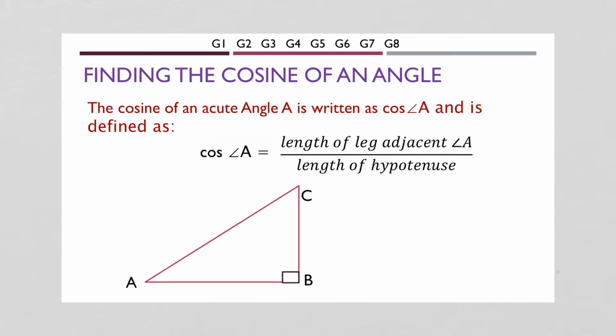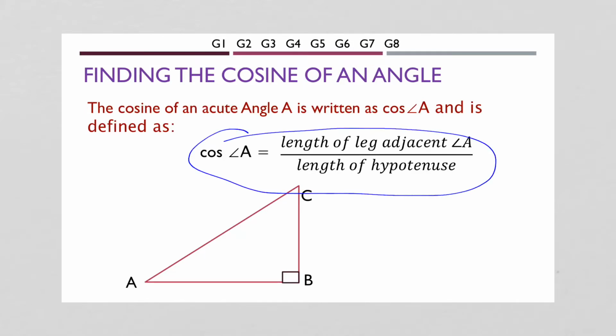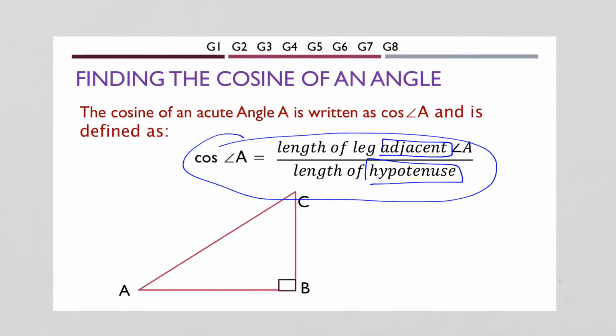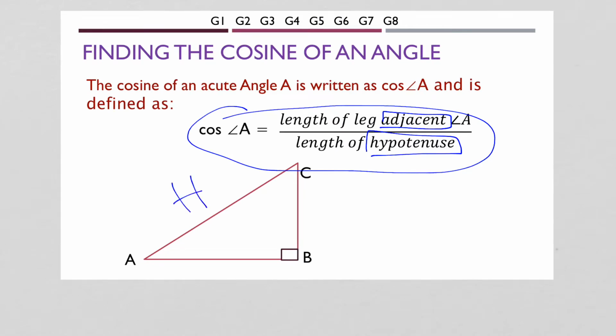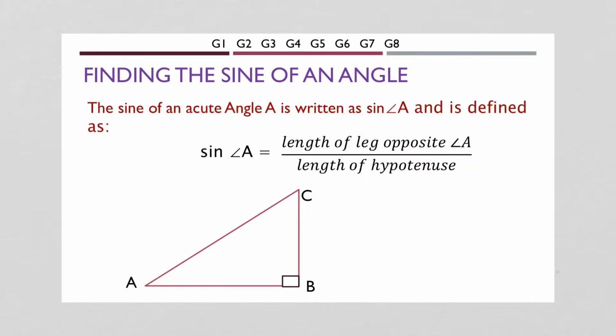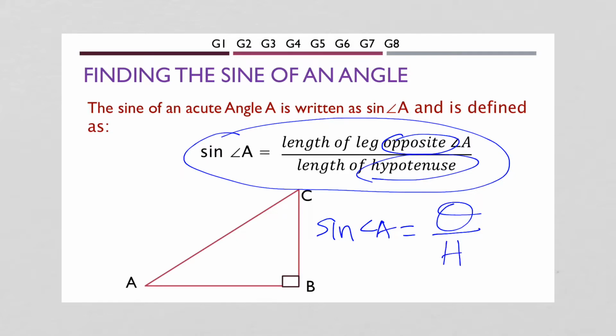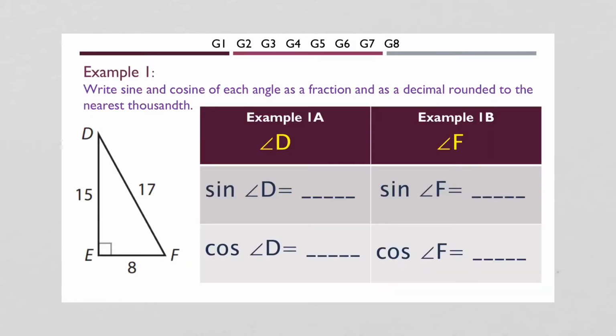Alright, here is the ratio for cosine, so please copy this down. This time it's the adjacent leg, so A over the hypotenuse. So same idea, hypotenuse, if you're going based on A, the opposite leg would be CB, which means that the adjacent side would be AB. So same idea. Copy down cosine and copy down sine. Sine of the angle is equal to the opposite leg, so O over the hypotenuse. Copy this down.